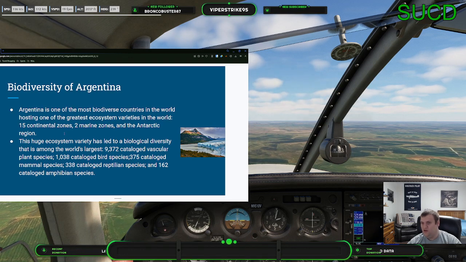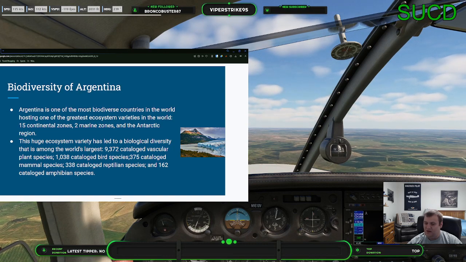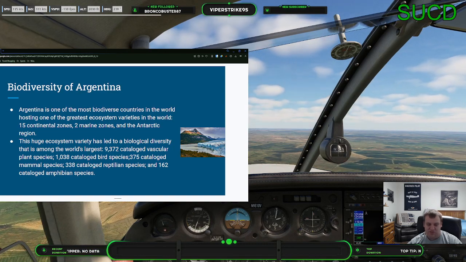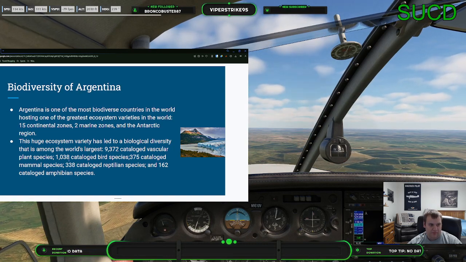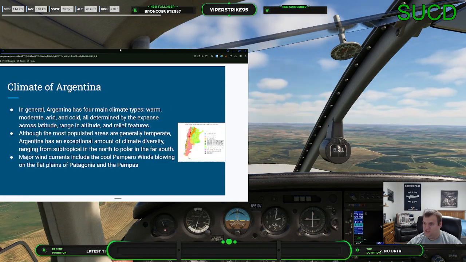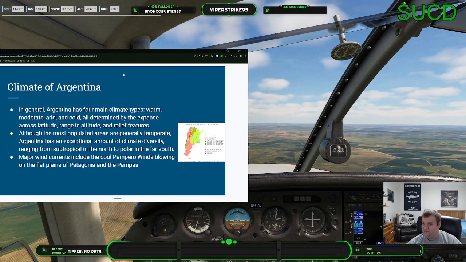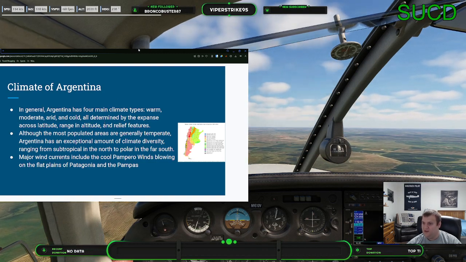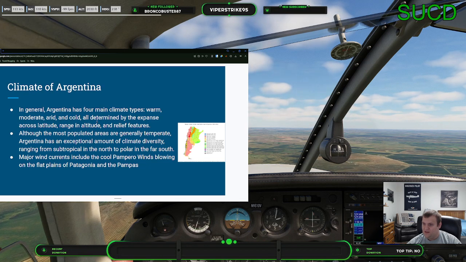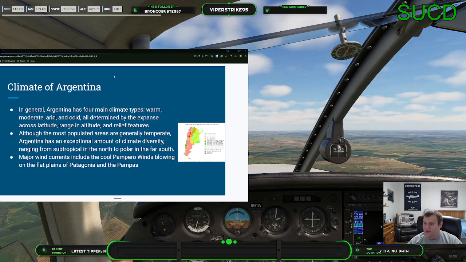So as you can tell, Argentina has very rich biodiversity, some of the richest in the entire globe. And in terms of climate, again, it matches the geography, because Argentina's climate is very, very diverse. There are four main climate types in Argentina, and that depends.